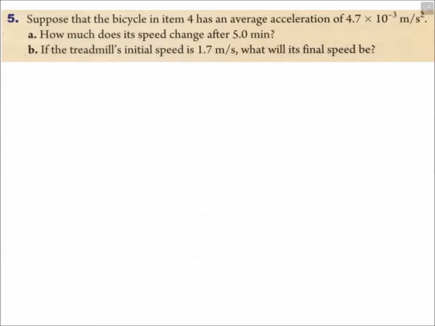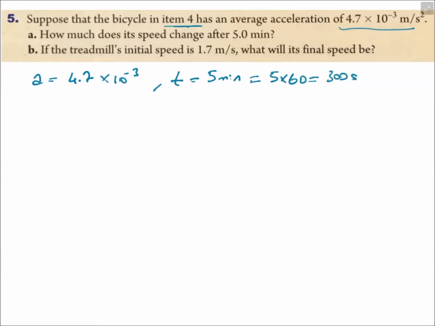In this question it says suppose that the bicycle in item 4 has an average acceleration of 4.7 times 10 to negative 3. So acceleration is 4.7 times 10 to negative 3. And how much does its speed change after 5 minutes? So our time is going to be 5 minutes and I have to convert it into seconds. So I will multiply 5 times 60, which is going to be 300 seconds.